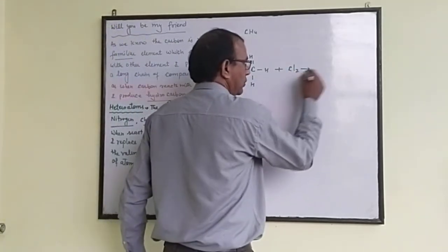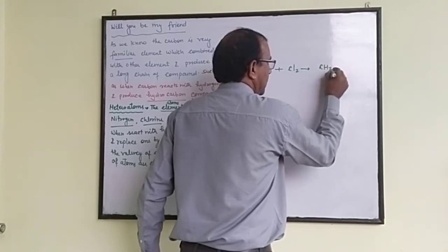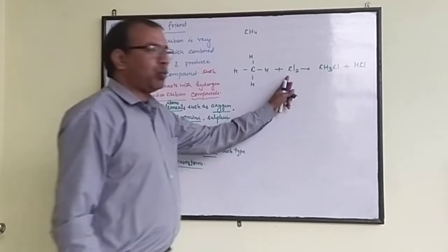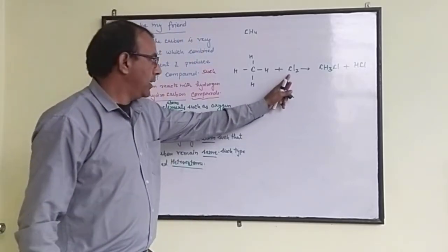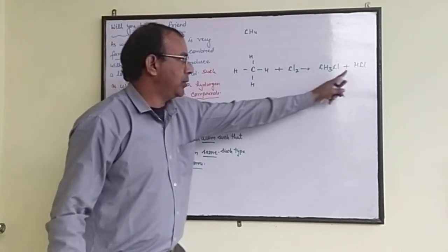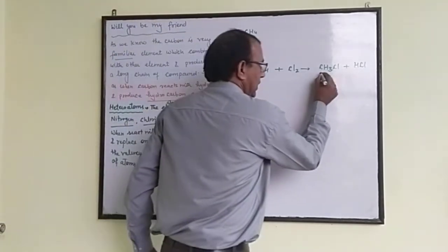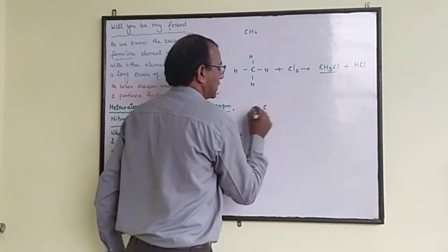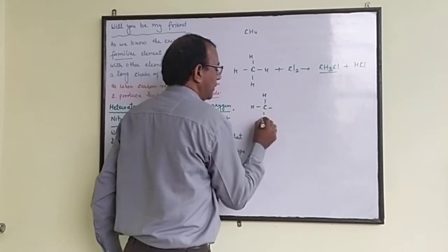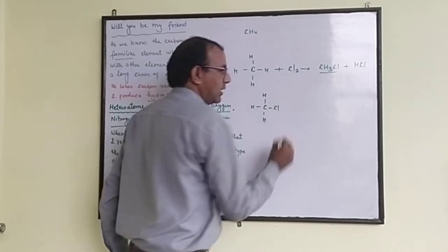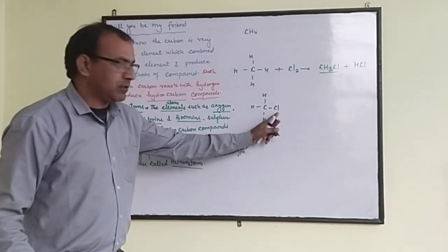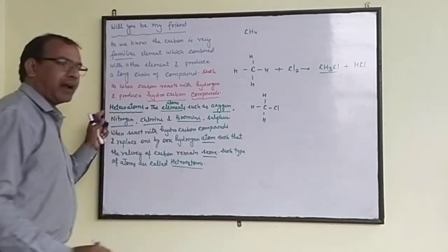Then the reaction will produce CH3Cl plus HCl. It means there are two atoms of chlorine: one reacts with CH4, one H is replaced, and it produces HCl. If you draw the bond structure of CH3Cl, carbon is bonded on three sides with hydrogen and one side with chlorine. So the valency remains the same. We can say that chlorine is a heteroatom.